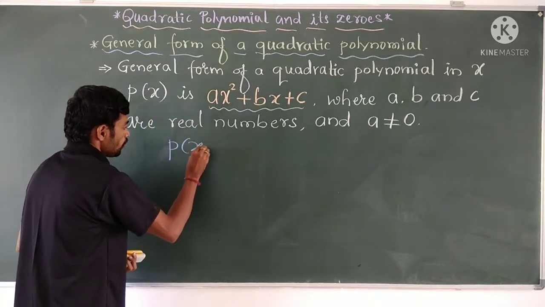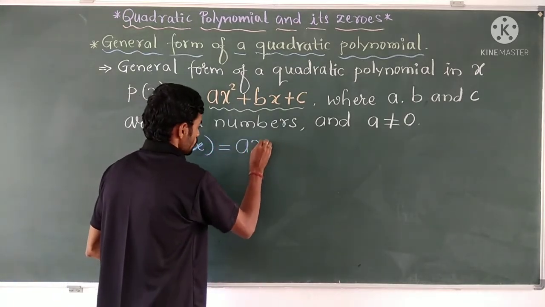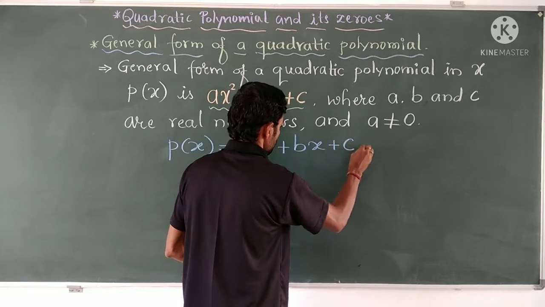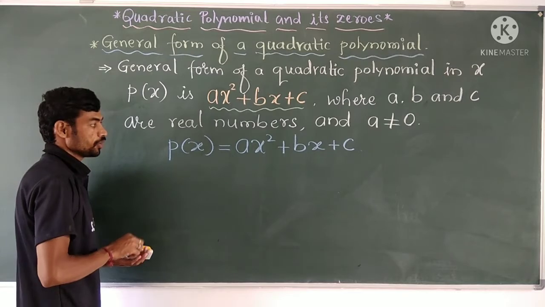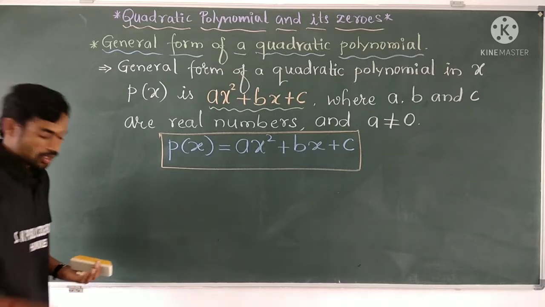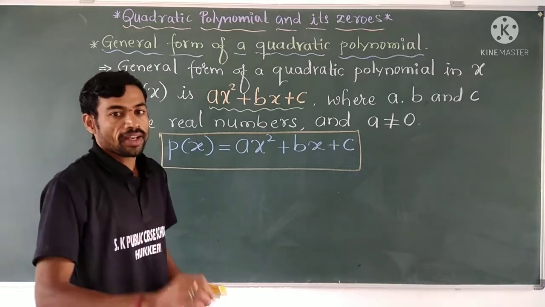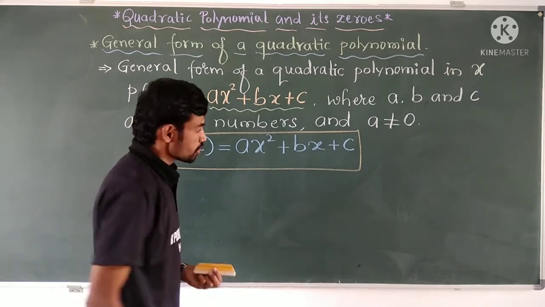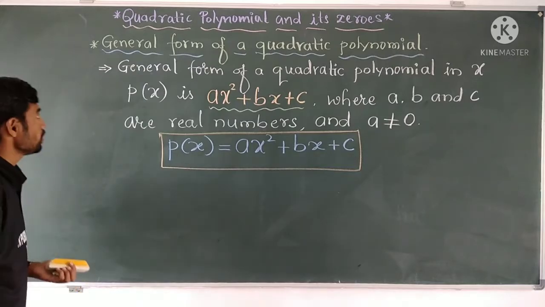So in general we can write p(x) = ax^2 + bx + c. This is the general form of a quadratic polynomial, where a, b and c are any real numbers and a should not be 0. Now, as we have seen, how many zeros does a quadratic polynomial have?